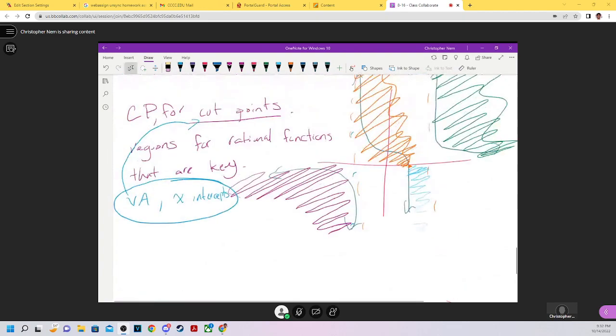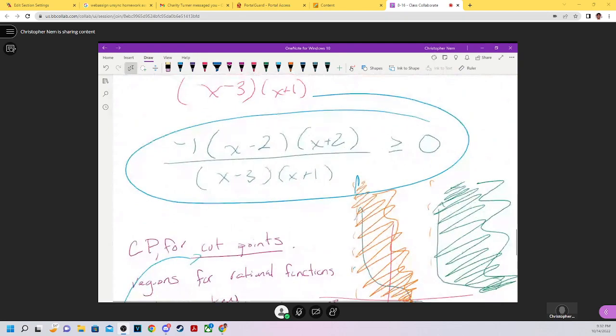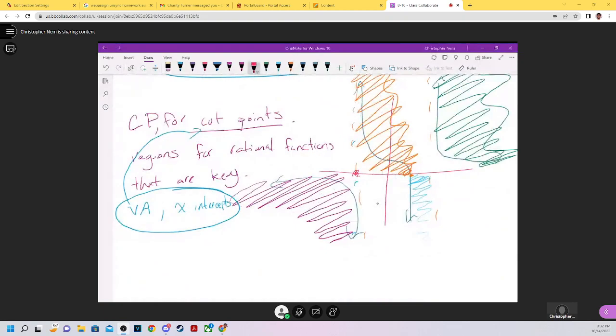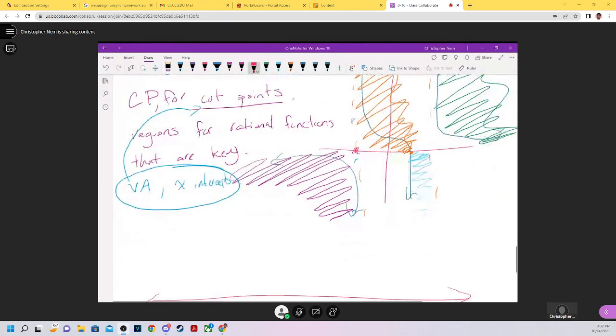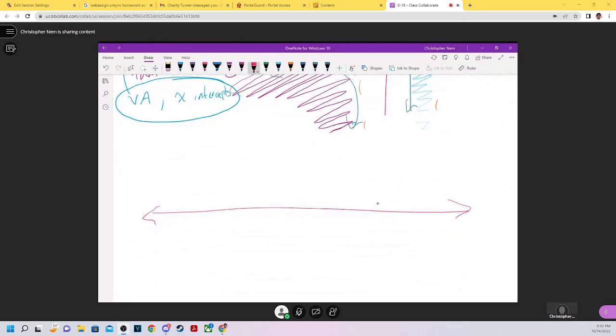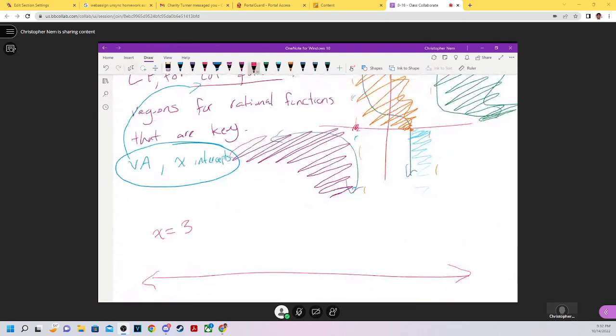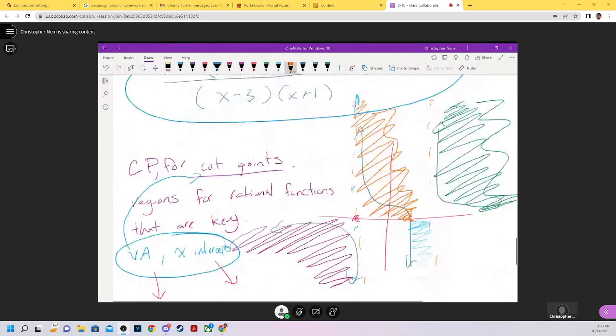My points of interest are going to be my vertical asymptotes and my x-intercepts. The vertical asymptotes are the zeros of your denominator. The x-intercepts are the zeros of my numerator. So I'm finding the zeros of my numerator and the zeros of my denominator. Those are the key points that separate these regions in particular. So I need to know my vertical asymptotes. So it's going to be x equals, for my term, 3 and negative 1. And then my x-intercepts are going to be 2 and negative 2.